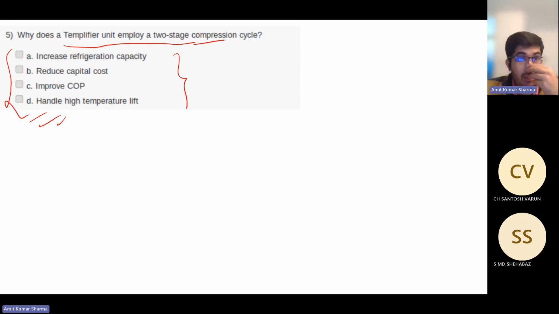What is the purpose of a templifier? Is it doing refrigeration or is it doing heating? It will be doing heating.